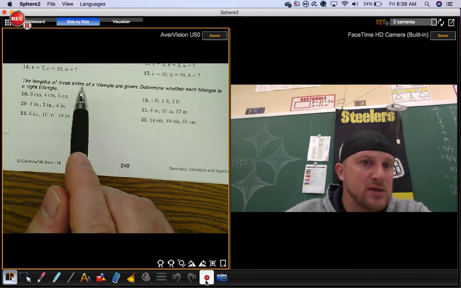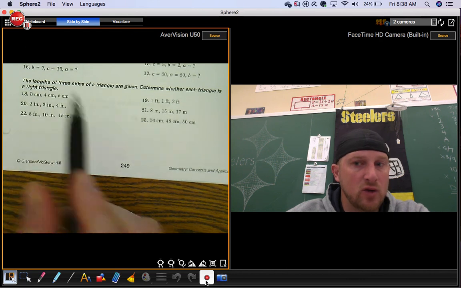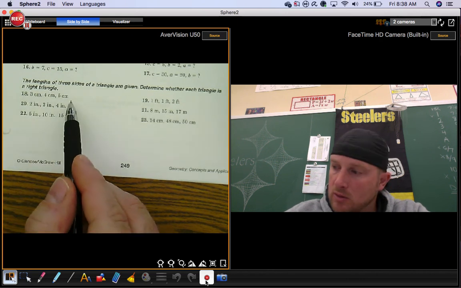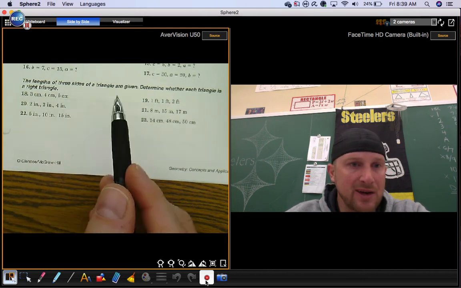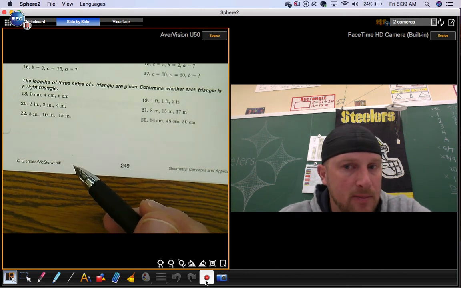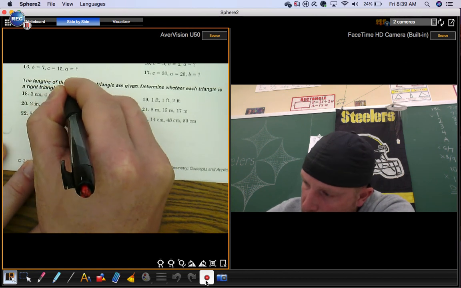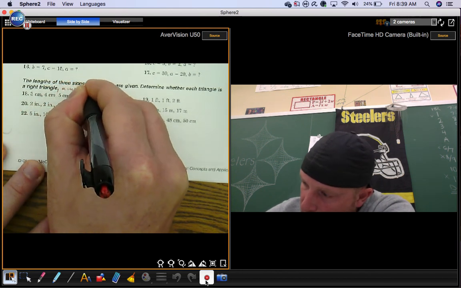the lengths of three sides of a triangle are given. Determine whether each triangle is a right triangle. So either it's a right triangle or it isn't. If it's not a right triangle, what kind of triangle could it be? Well, if it's not a right triangle, it could be acute or it could be obtuse.